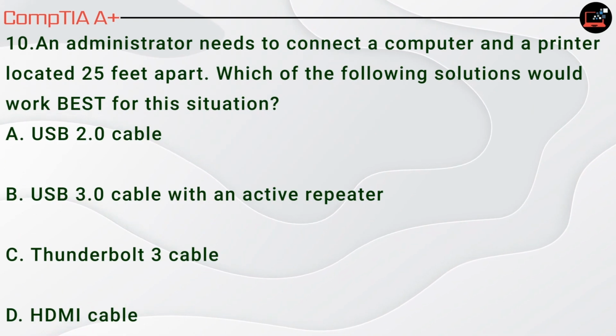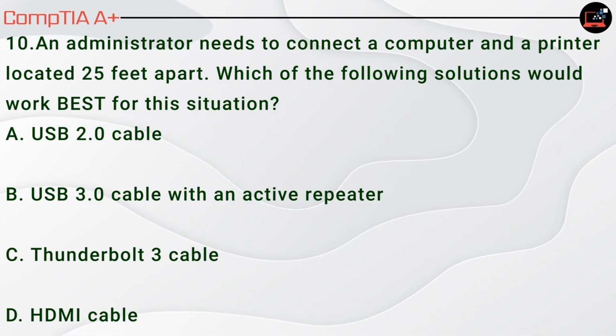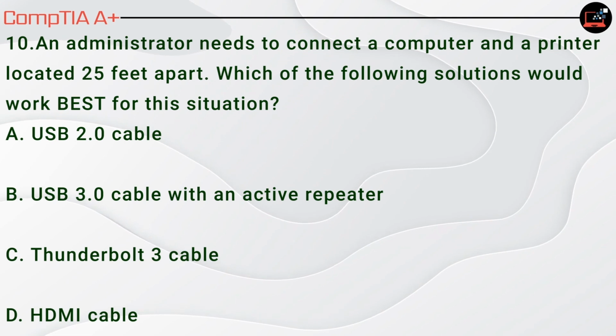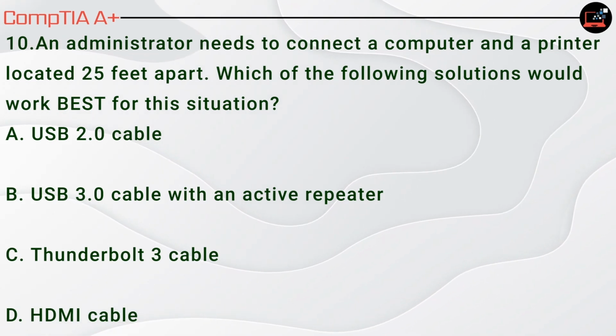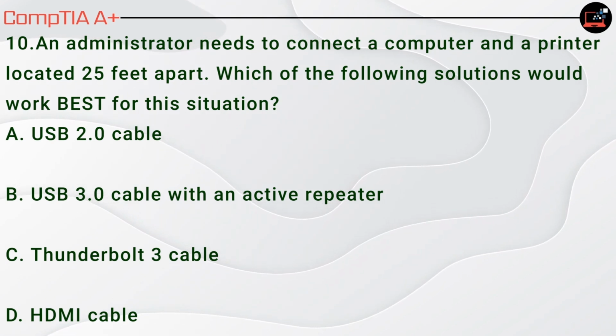10. An administrator needs to connect a computer and a printer located 25 feet apart. Which of the following solutions would work best for this situation? A. USB 2.0 cable. B. USB 3.0 cable with an active repeater. C. Thunderbolt 3 cable. D. HDMI cable.